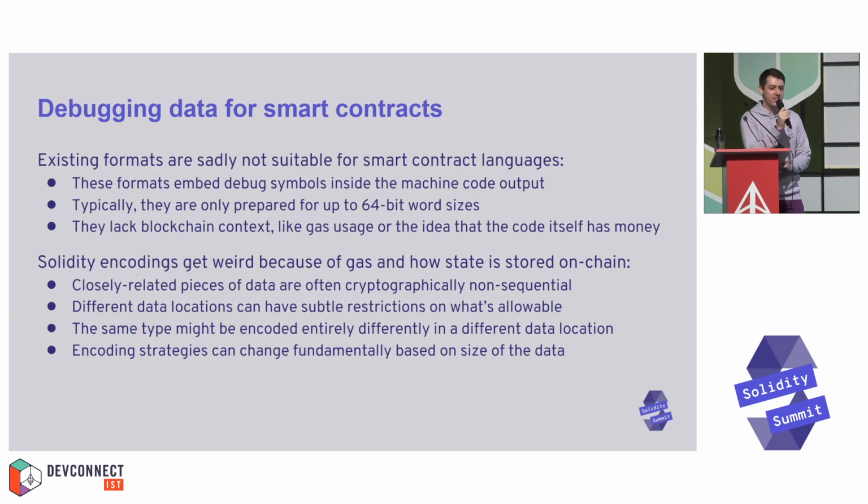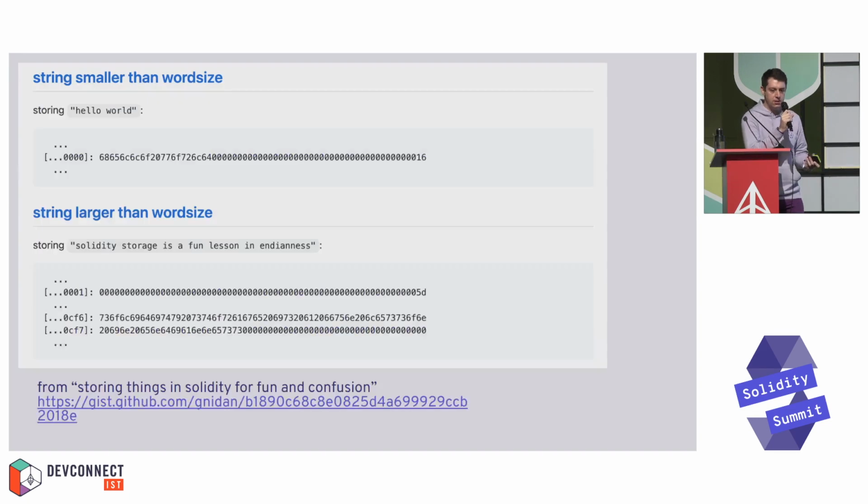And then my favorite one is that the encoding strategy for the same type in the same location could be drastically different based on the length of the data. And here's an example of that. Strings that are shorter than a word fit into one slot. Longer than a word, you have to go somewhere completely different to actually find the string. Neat, huh? Right?